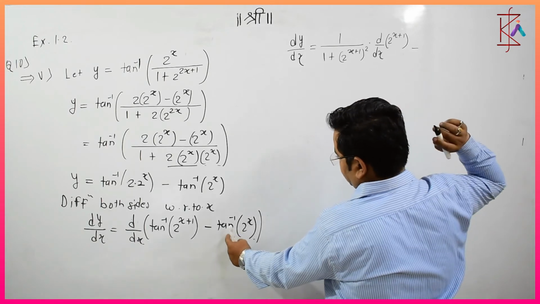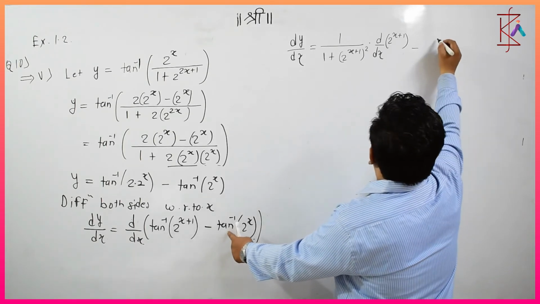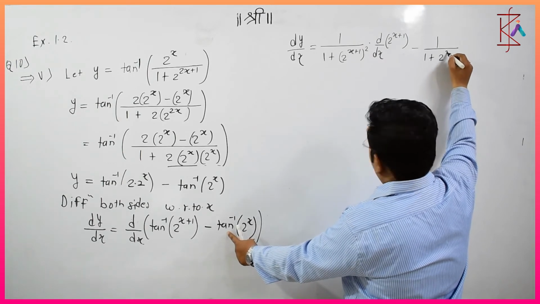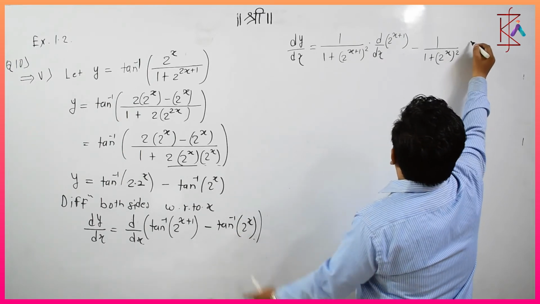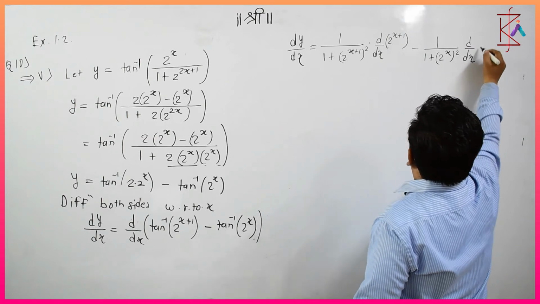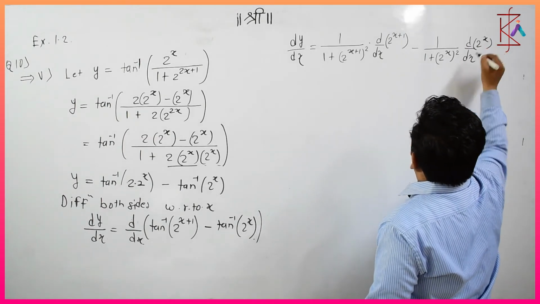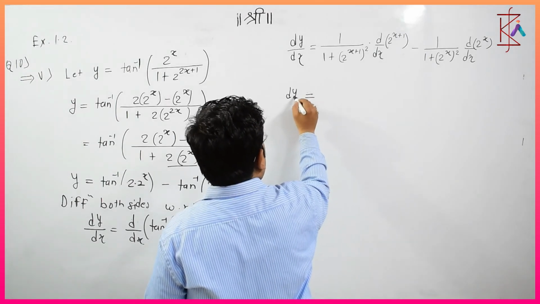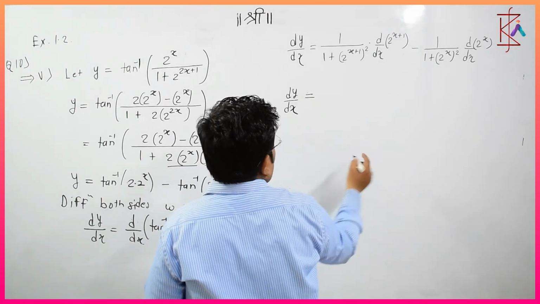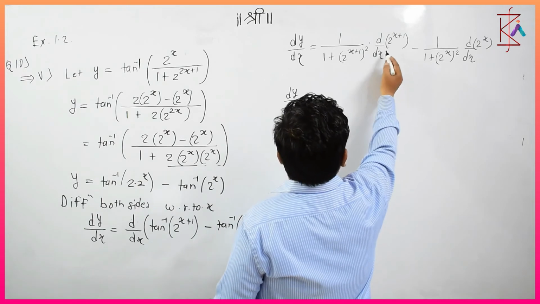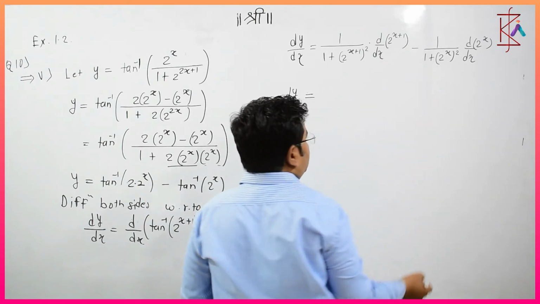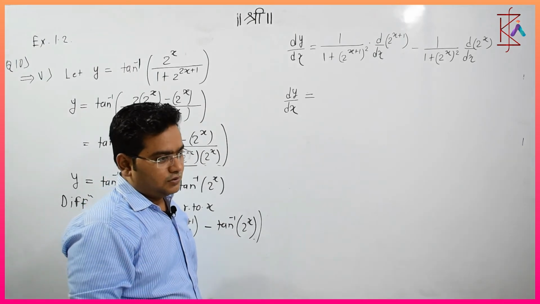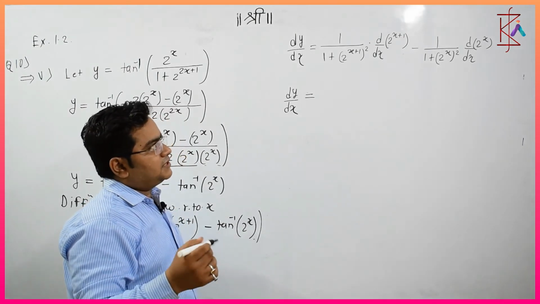So the next step, we need to differentiate this, 1 upon (1 plus 2 raised to x) whole square, into d upon dx of 2 raised to x. Okay, good. So everything is neat and clear in front of you. So you can see how we can simplify further. So this 2 raised to x derivative will be 2 raised to x plus 1 into log of 2 into derivative of x plus 1.